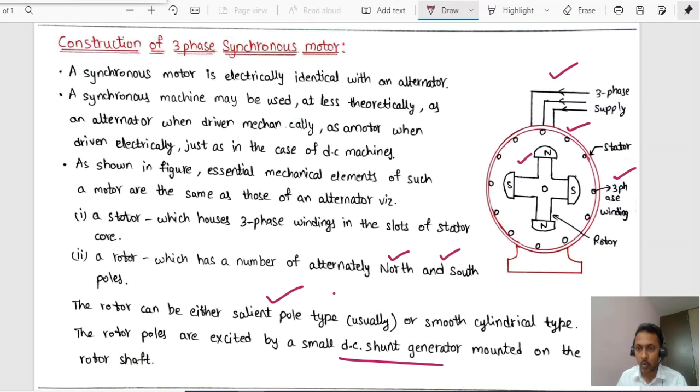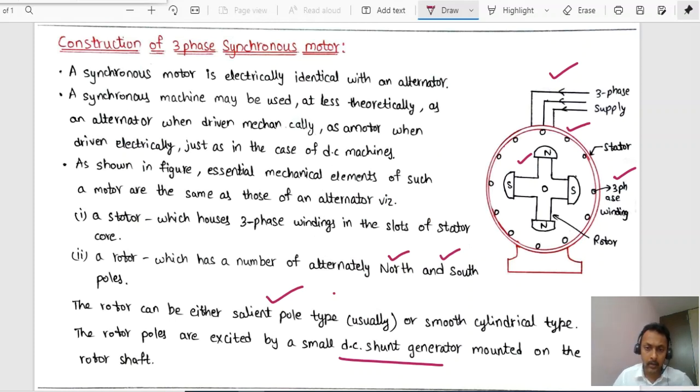Now if this rotor rotates at the synchronous speed, then it experiences some torque, because the revolving or rotating magnetic field is already there, and the rotor, which has alternating north and south poles, will come under the rotating magnetic field, right? It is going to experience the torque. Based on that, the rotor will be set into motion.